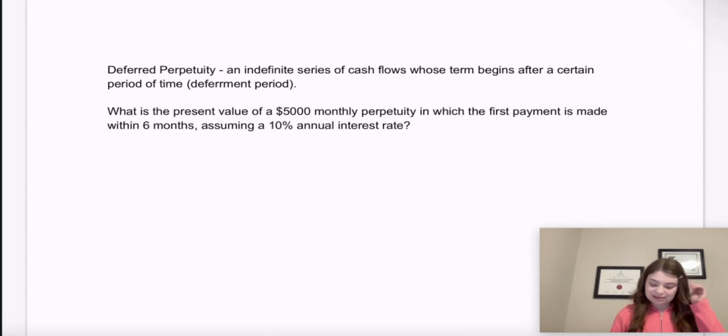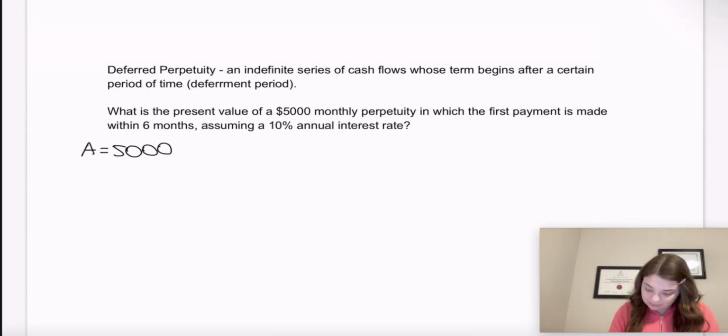So here's an example. It says, what is the present value, meaning how much money would we have to front today, of a $5,000 monthly perpetuity in which the first payment is made within 6 months, assuming a 10% annual interest rate? Okay, so here's what we know. We know that A is $5,000. We want this every month. A retirement perpetuity would be a great example for this, since $5,000 a month is quite a decent chunk of money for not actually doing anything.